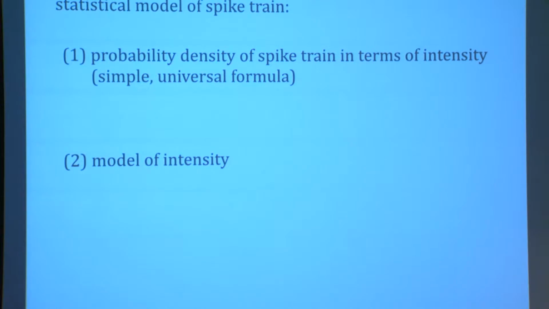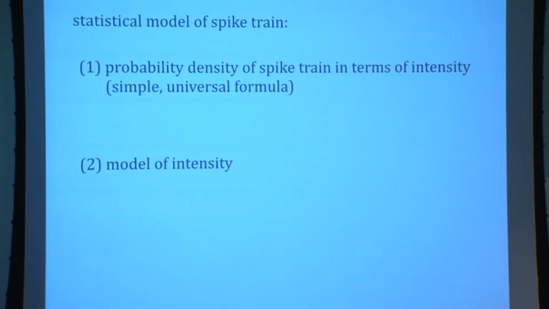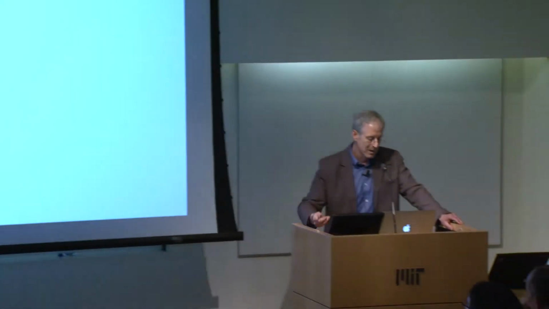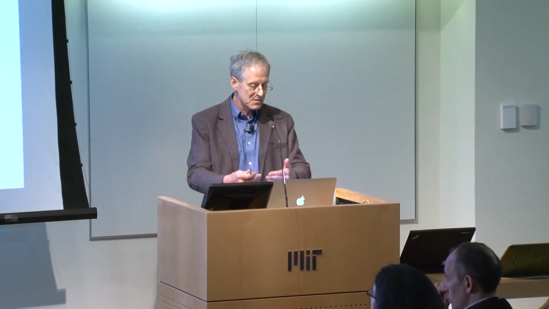So the basic starting point is point processes. Here, a statistical model of a spike train involves two things: a probability density for the spike train in terms of an intensity function which will represent the firing rate for that neuron. It's a simple universal formula, it always applies. And then secondly, you need a model for the intensity. This is something that Emery in particular pushed from the very beginning, and I quickly followed. We are both effectively following what David Brillinger said in the statistics literature a few years before that.